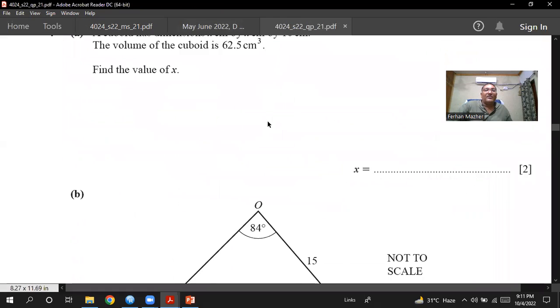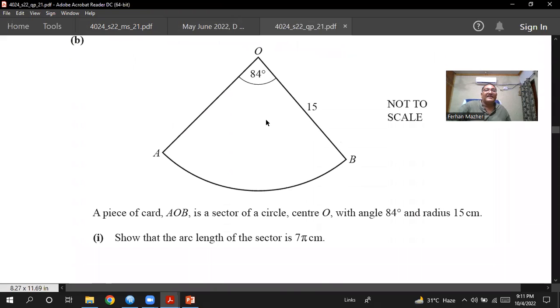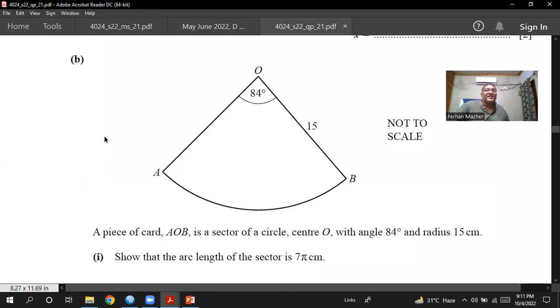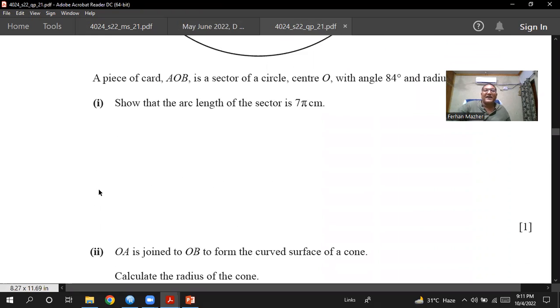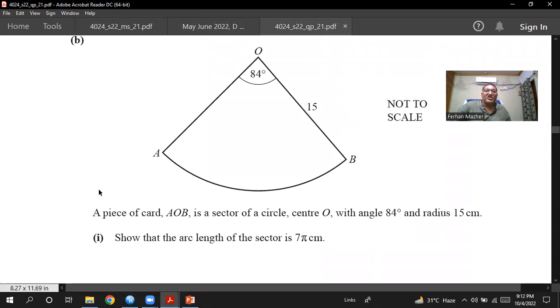Okay. So we are going to the next part. He says, this is the part. He says, the piece of card AOB is a sector of a circle, center O, with the angle 84 degrees and the radius is 15 centimeter. Show that the arc length of the sector is 7 pi. So we have to show that the arc length is 7 pi.